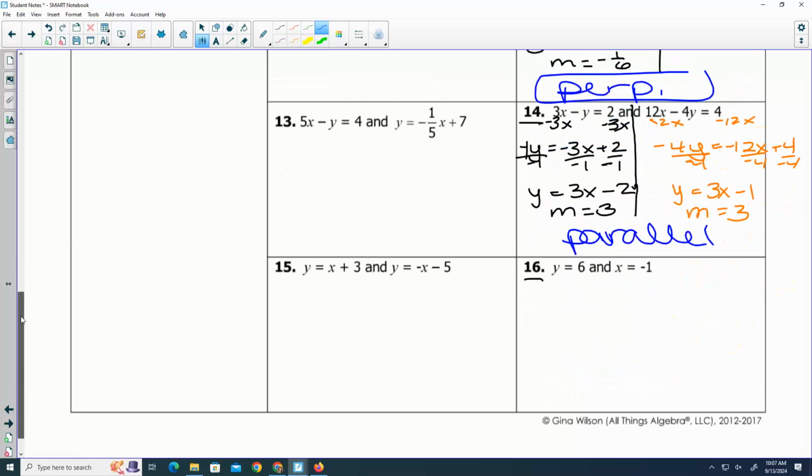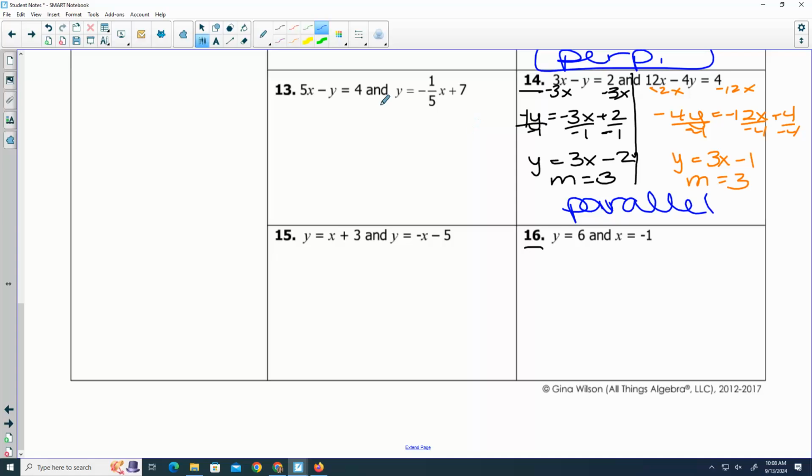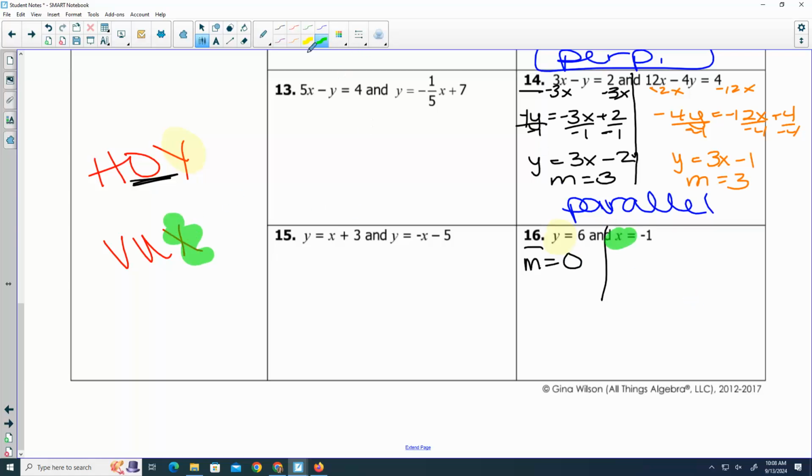Alright, number 16. We can't even really get these in y equals mx plus b. But you need to remember, if it's y equals, that means we have a horizontal line and our slope is 0. If it's x equals, that is a vertical line and the slope is undefined. Okay, 0 and undefined. What does that mean? Perpendicular.